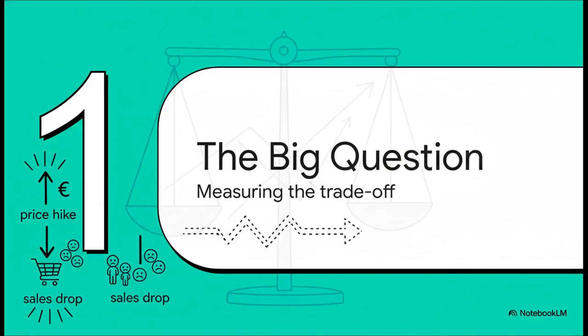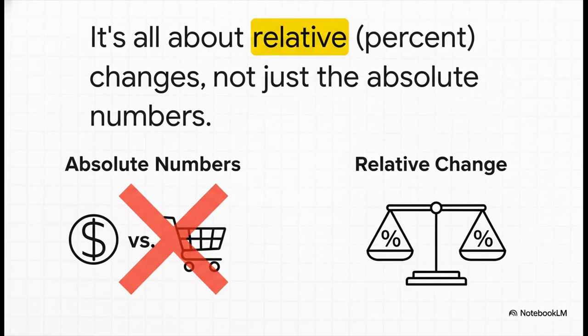All right, first things first. To really get a handle on this, we need a way to measure this trade-off. We have to be able to compare the pull from that price hike against the pull from the drop in sales. And here is the secret. It's not about the absolute numbers. You can't just compare a $1 price increase to a drop of, say, 50 customers. That's like comparing apples and oranges. What we need to do is look at the relative change, the percentage change. A 10% price hike versus maybe a 5% drop in sales. See? Now we're comparing apples to apples.